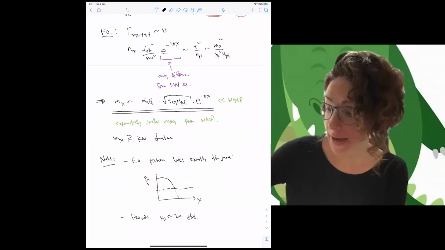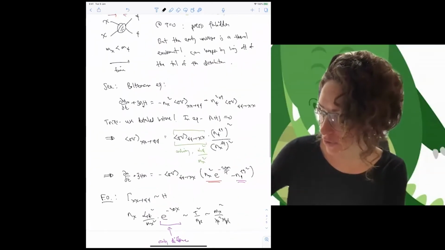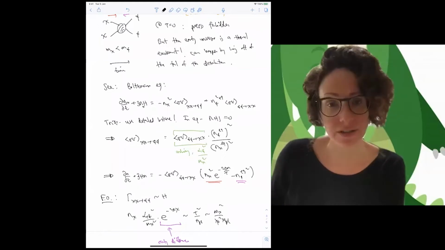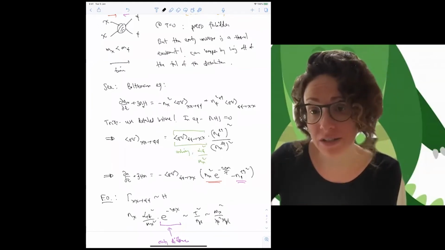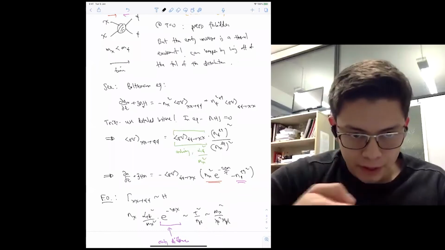No, the back reaction is taken into account. If you look at the equation that we have written over here, the pink is the back reaction.